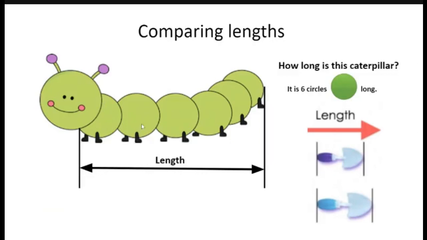Look, we have circles here. 1, 2, 3, 4, 5, 6. This caterpillar is 6 circles long. This is length.